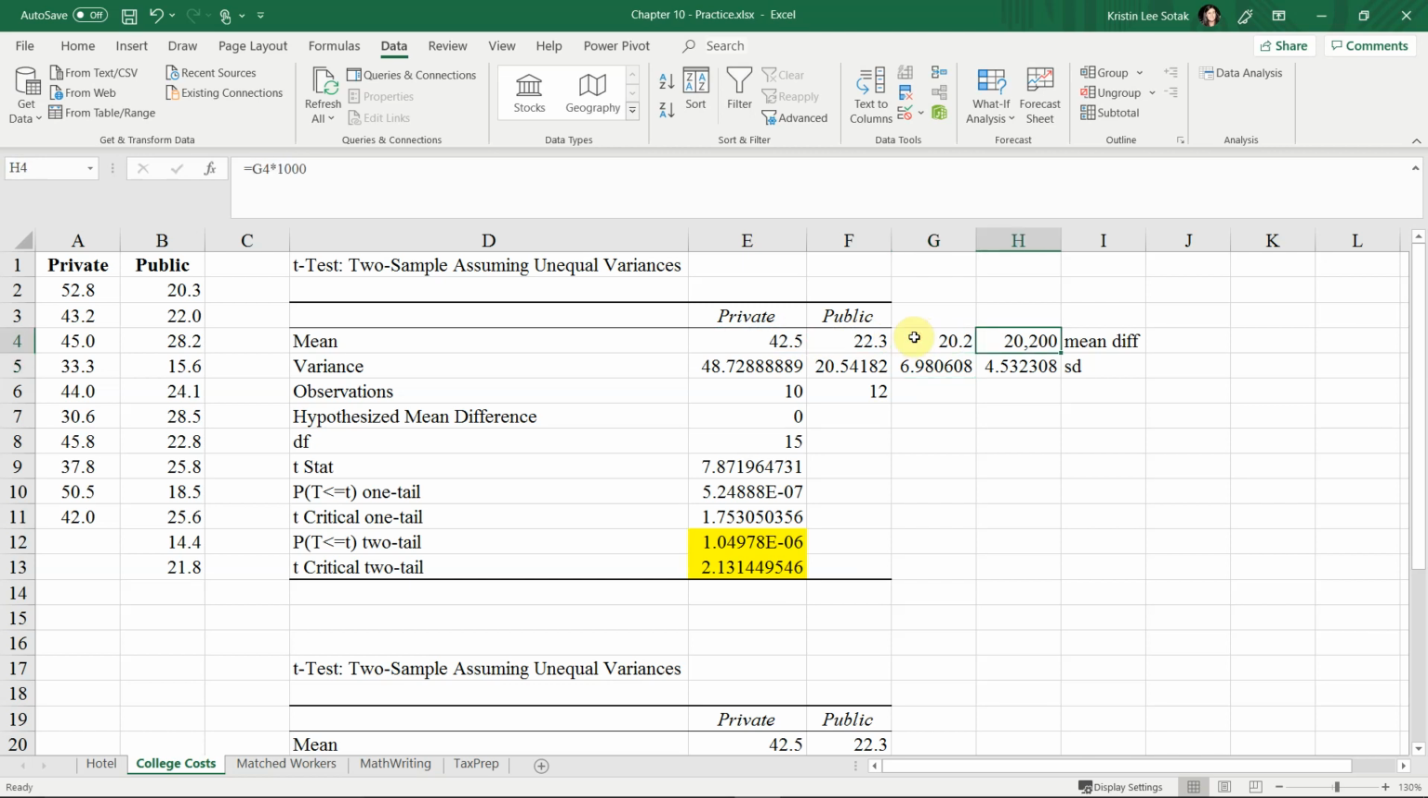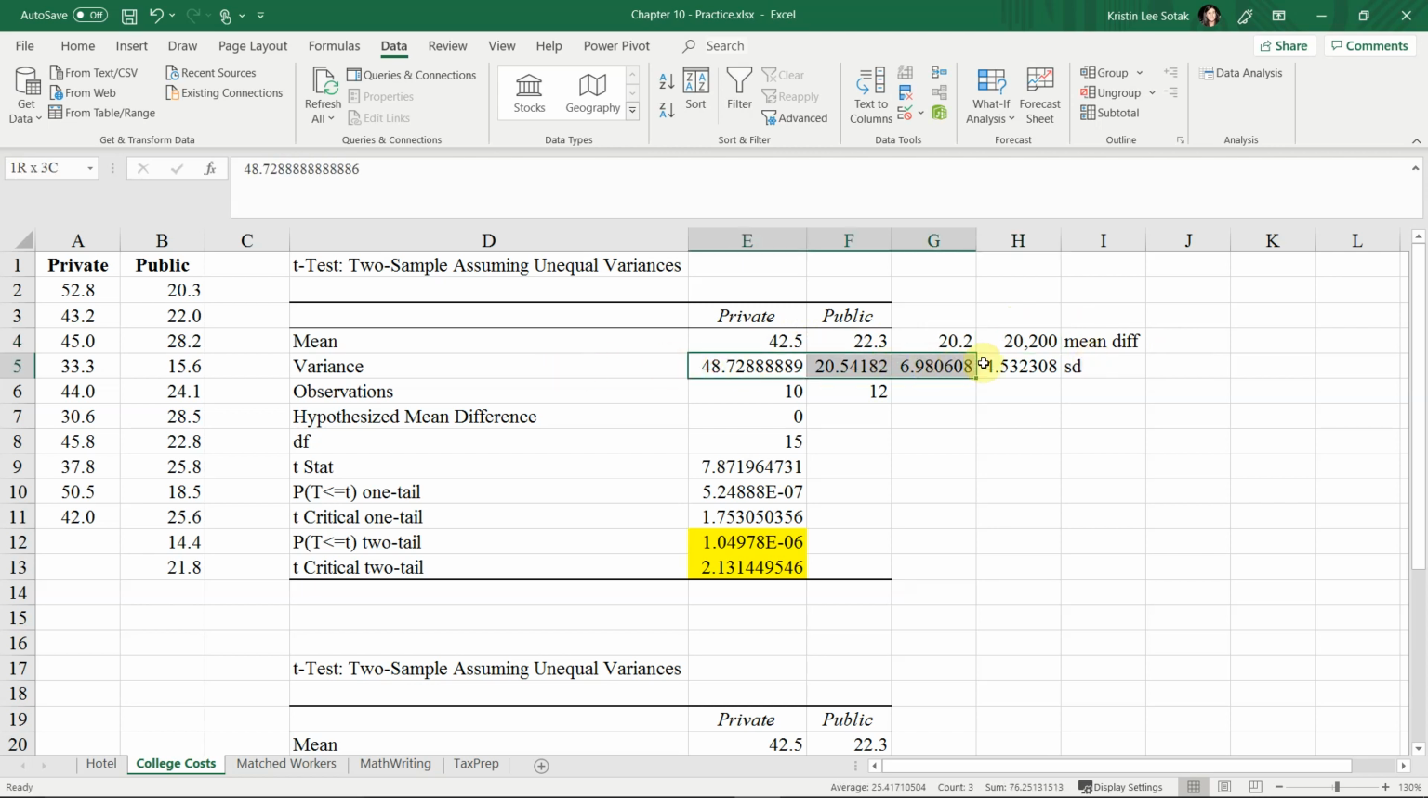But remember, this is in thousands of dollars. So if you want to know actually what the difference is, just take that value, 20.2, and multiply it by 1,000 because it's in thousands of dollars. And that will tell you that the mean difference between cost of private and public school on average is $20,200. That's a pretty big chunk of change, people.